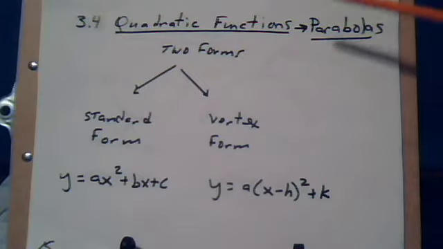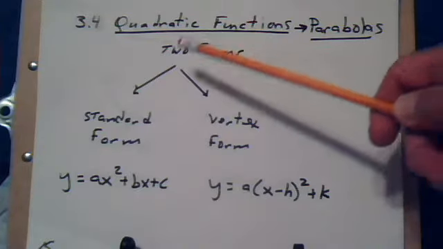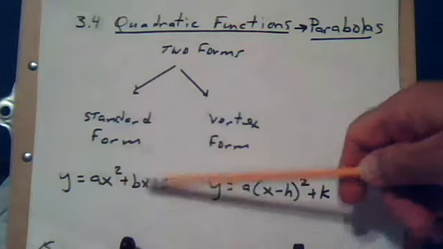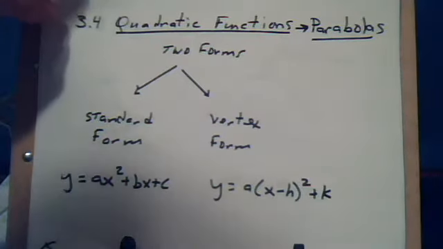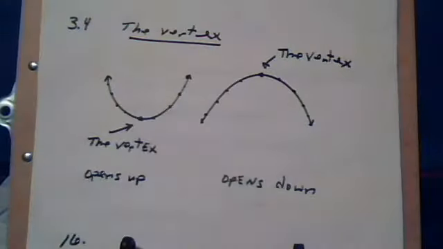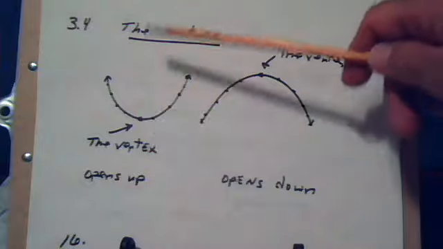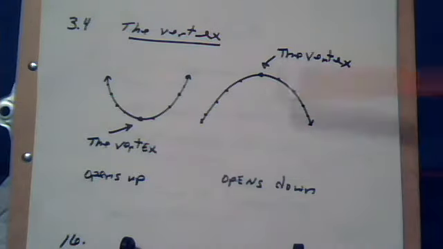Quadratic functions produce shapes that we call parabolas. The equations that produce parabolas, which are quadratic, can be in standard form or in vertex form. At the vertex, the parabola is going to either open up or down. This one's opening up, this one's opening down.